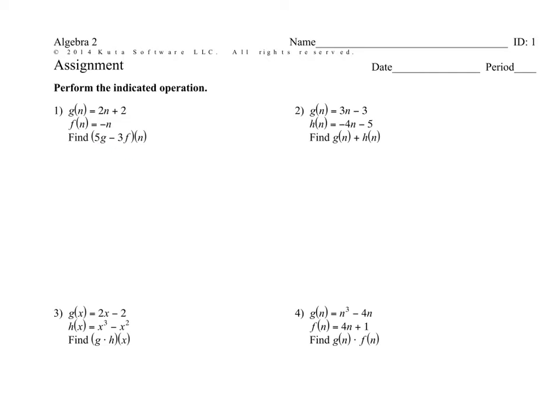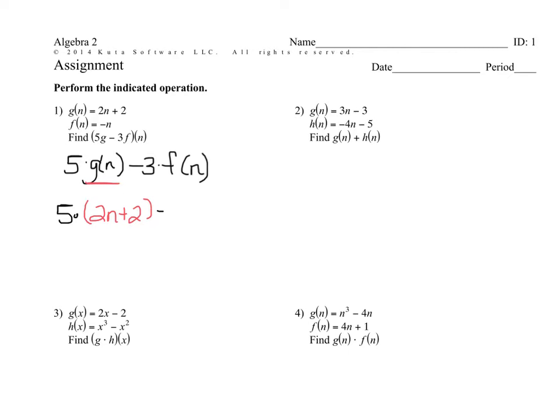So let me go ahead and grab a marker. So we're going to go 5 times g of n, and these were based on our properties we talked about yesterday, minus 3 times f of n. So I'm going to take 5 times whatever g of n is. Now g of n is this part right here, this 2n plus 2. So I'm going to take g of n out, and I'm going to replace it with 2n plus 2, and I'll use a different color and show you. So 2n plus 2 is what g of n is, this part here in red.